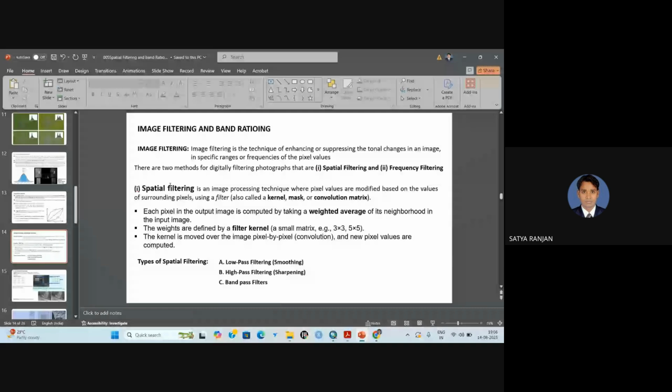After that, we will discuss image filtering and band ratioing. Before going to band ratioing, we have to discuss some image filtering techniques. Basically, image filtering is the technique of enhancing and suppressing the tonal changes in the image. Just like different filters are used physically in different applications, we filter out the part which is not required for us, so that the required part is concentrated in our output, and the unwanted parts are removed.